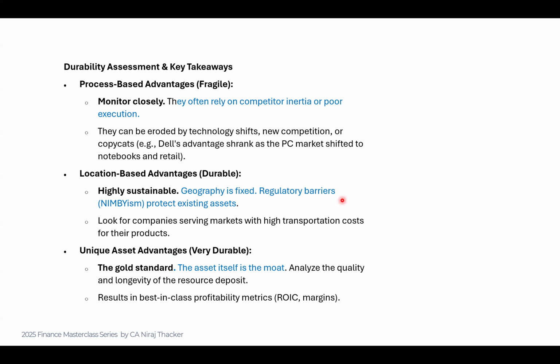Yes, geography is fixed, regulatory barriers protect existing assets. So it is good. Look for companies serving markets with high transportation costs for their products. Correct. And unique asset based, where the asset itself is the moat. So analyze the quality and longevity of the resource deposit, which results in best-in-class profitability.